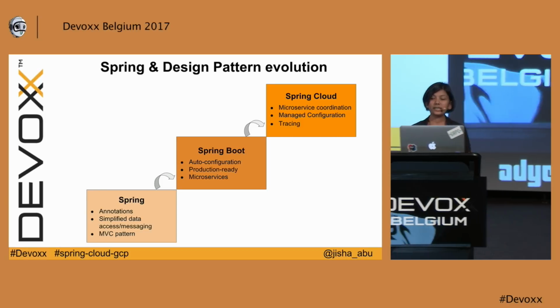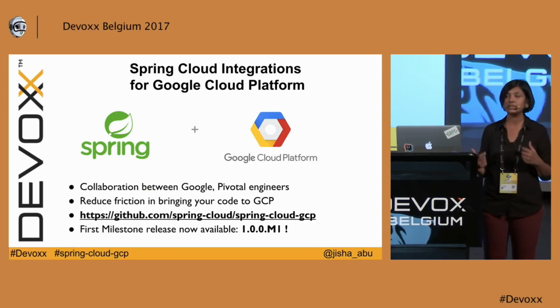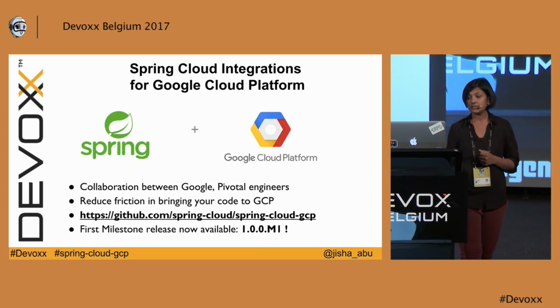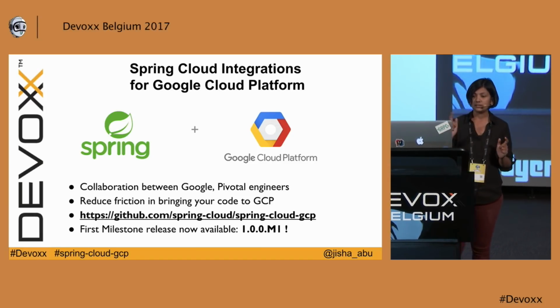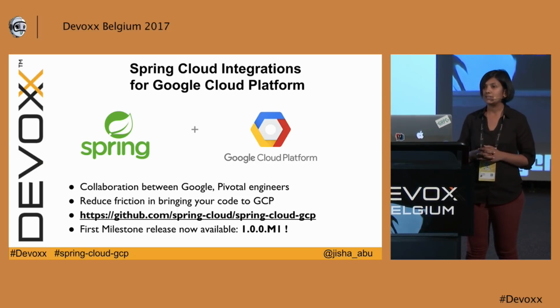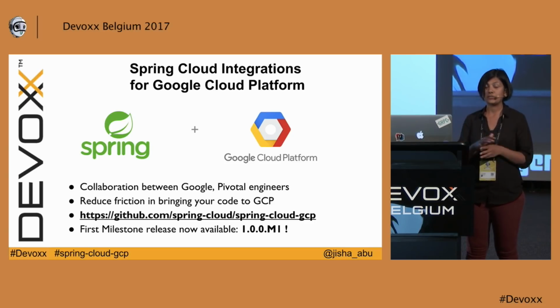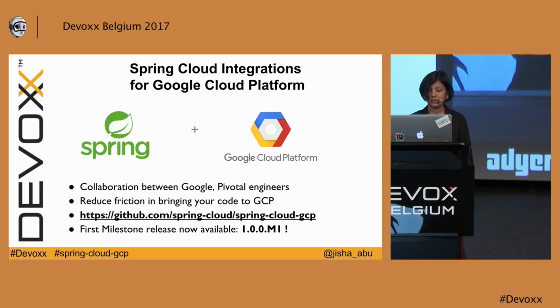And where we want to help at Google Cloud Platform is to help you leverage all those integrations in bringing your code to Google Cloud Platform. We just released the first milestone last week, and it's on GitHub. What we have is a whole bunch of integrations, some of which I'll walk through in this talk, to help you bring that code with a minimal amount of boilerplate, or I would say not even any boilerplate, and run it on GCP.